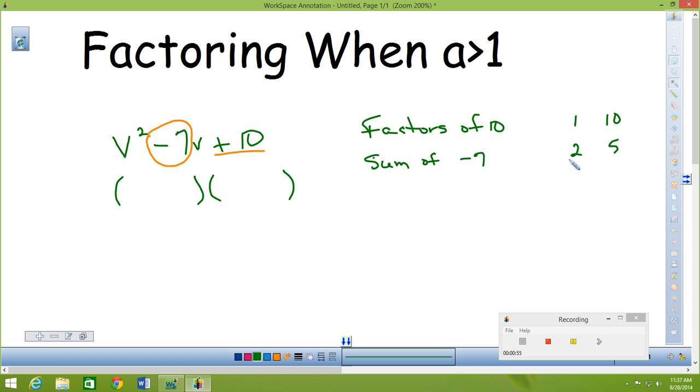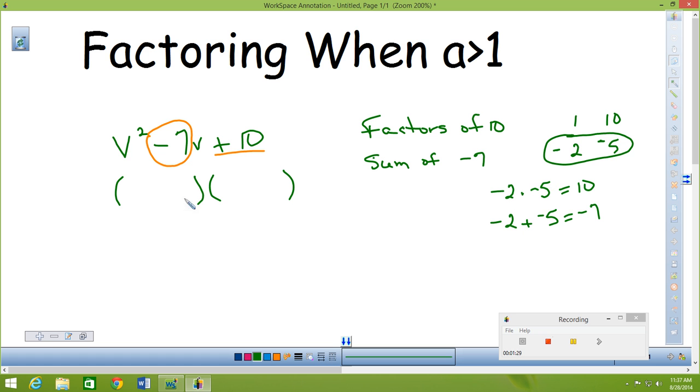Well, 2 and 5 right here. 2 plus 5 is 7. But I need it to add up to -7. So if I make this -2 and -5, let's see if that works. -2 times -5 is equal to +10. -2 plus -5 is equal to -7. So this right here is the combination that I want to use.